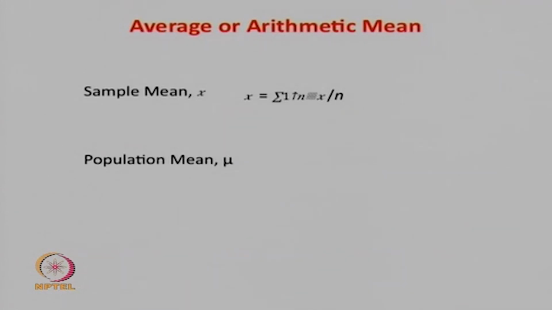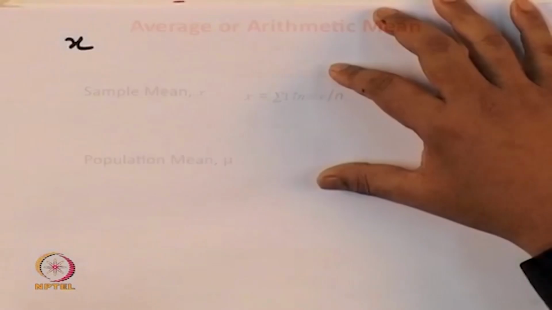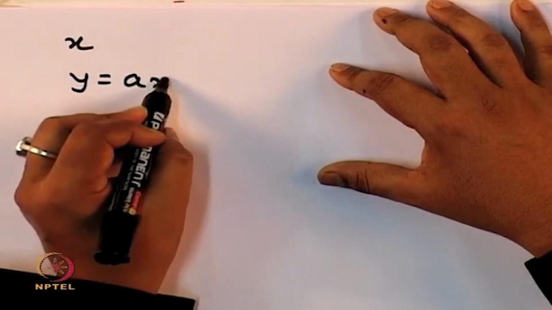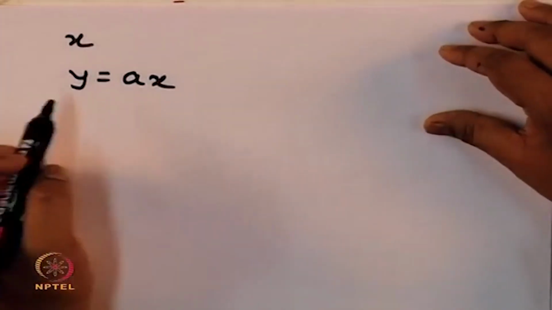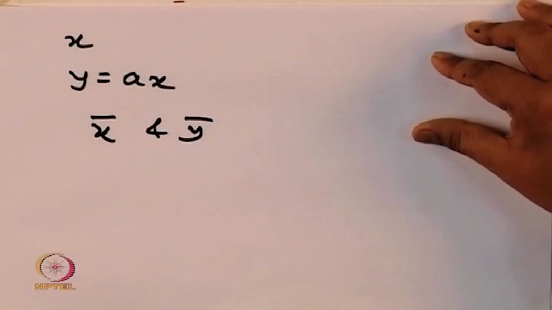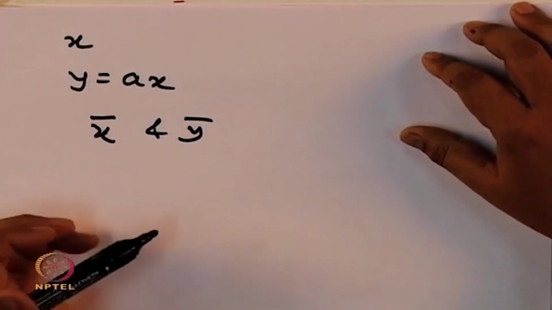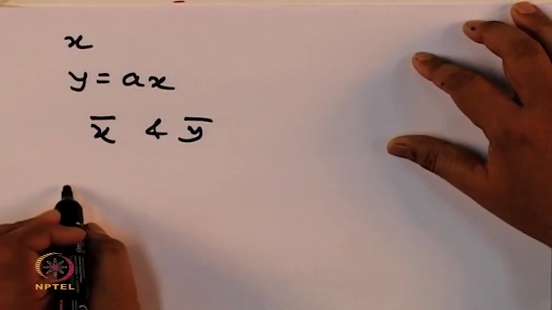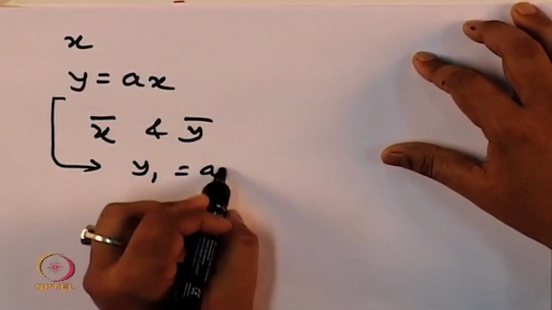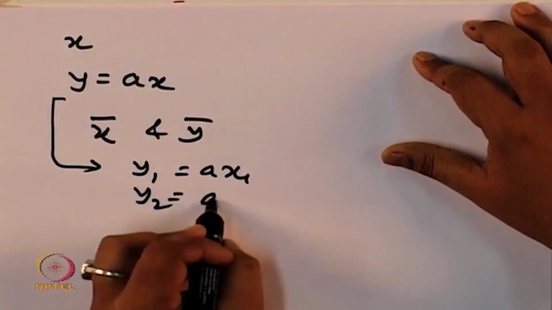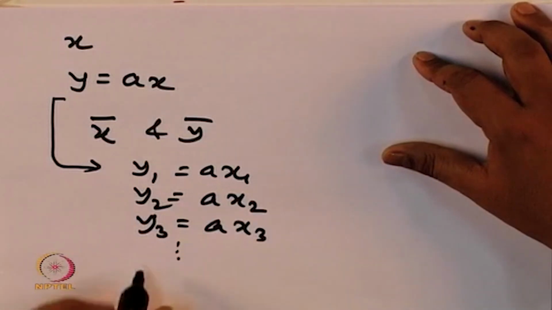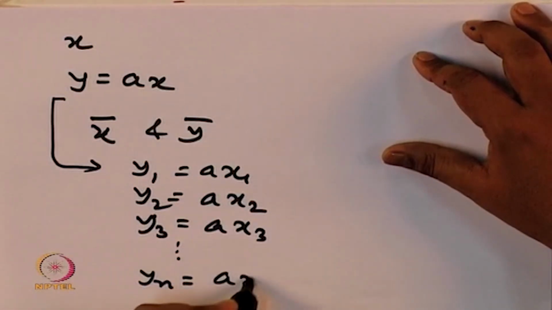So, imagine I had this variable x, okay, and I define this variable y, which is nothing but a times x, okay, and I want to know what is the relationship between x bar and y bar, how are they connected. So, how do I go about it? So, if y is equal to a x, this would mean my y1 is equal to a x1, y2 is equal to a x2, y3 equal to a x3, dot dot, yn is equal to a xn.